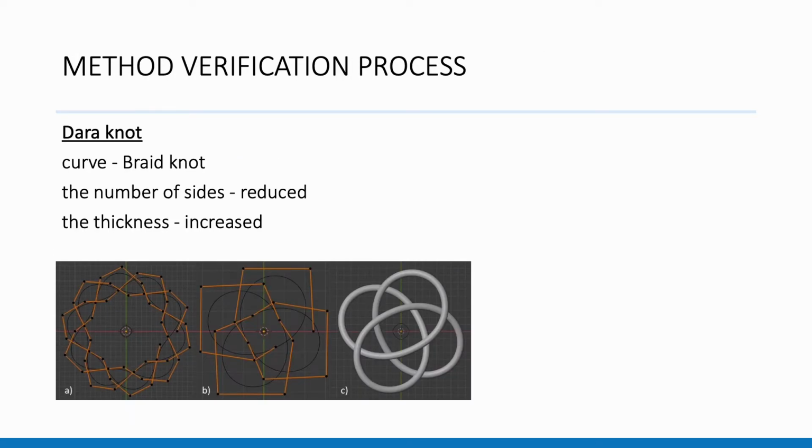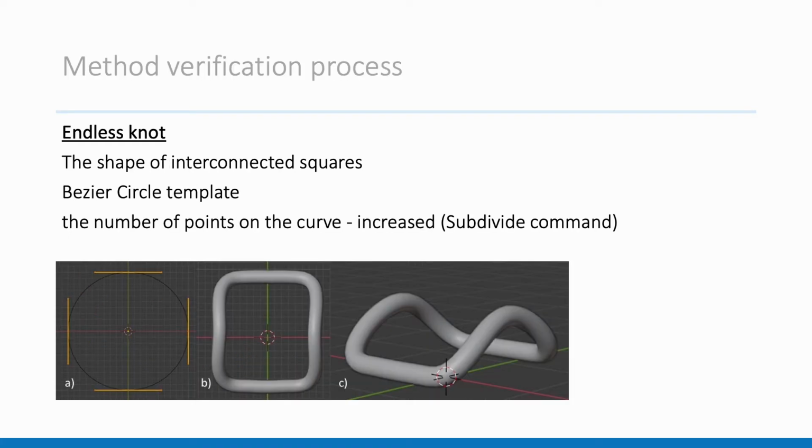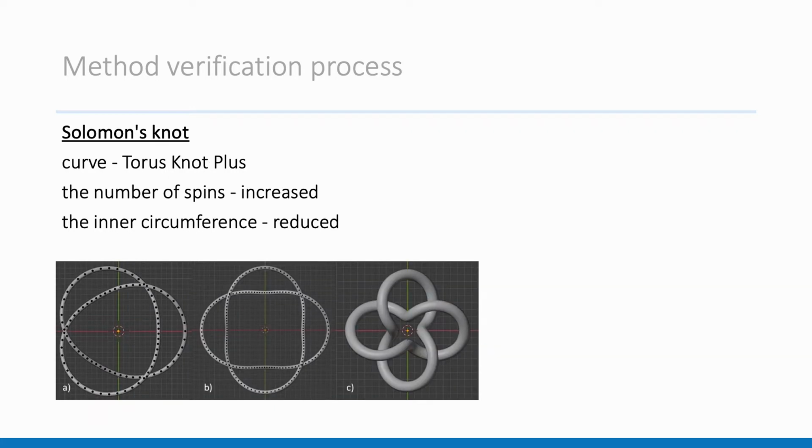The method verification process was focused on modeling single elements which were inspired by Celtic knots. Each element was created using a different technique. For example, the Dara knot was created using a braid knot, and you can see the modeling process from A to C. The endless knot was created using a Bezier circle template. Again, you can see the modeling process from A to C. And the Salomon knot was created using Torus Knot Plus, where the number of spins was increased and the inner circumference was reduced.